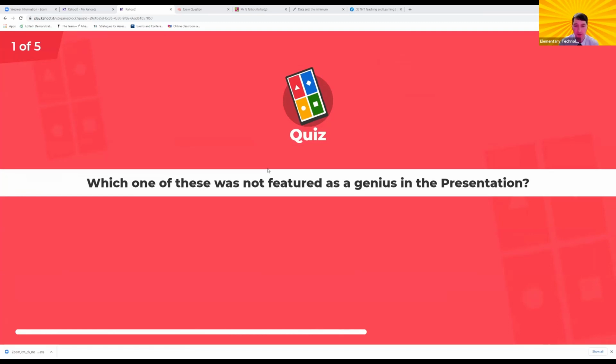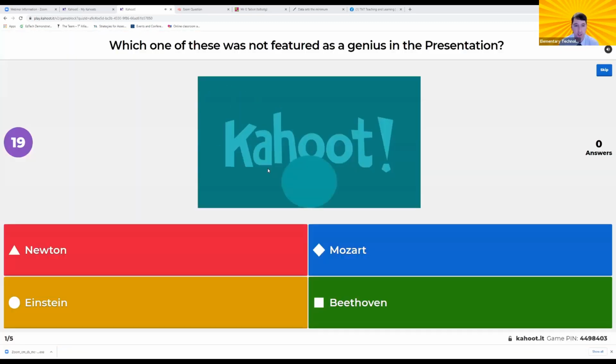Which one of these was not featured as a genius in the presentation? Was it Newton, Mozart, Einstein, or Beethoven? Oh, really fast there with the answers. Torsten, do you remember this one? I'm still looking at a different screen, so I can't actually see it.